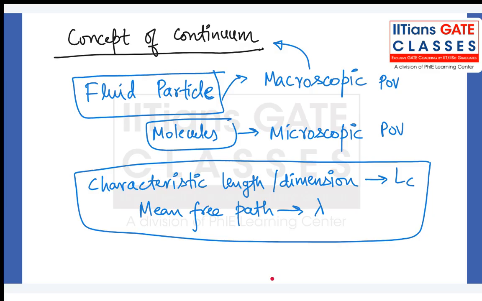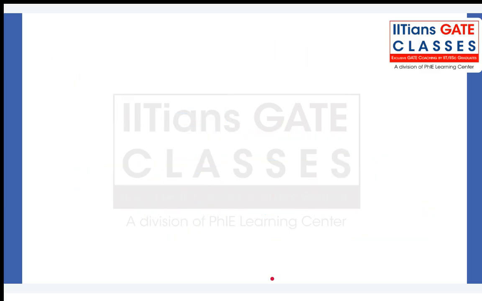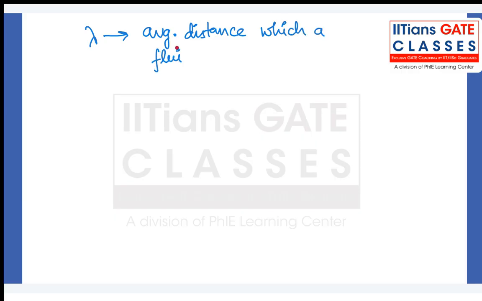Now what is mean free path? If you have studied kinetic theory of gases, this lambda is defined as the average distance which a fluid particle has traveled since its last collision.